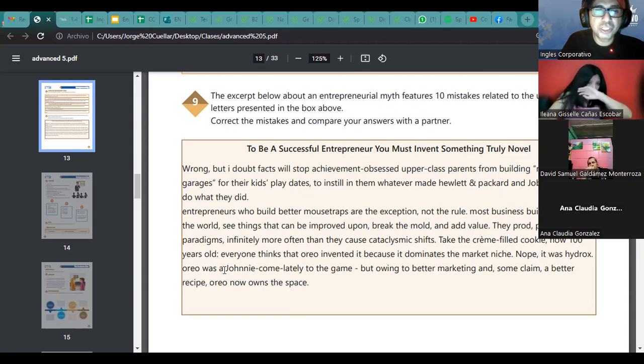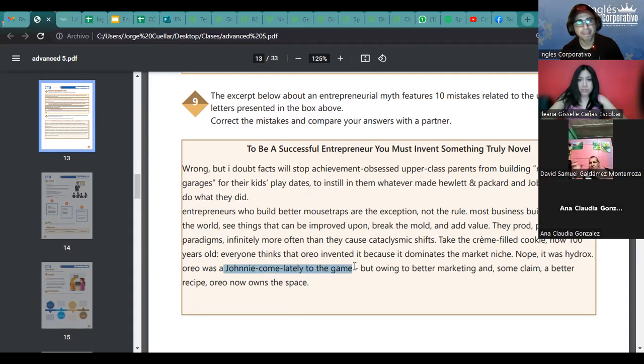It says, oh, it was a Johnny come lately to the game. What is that? I think it's a phrase that, I understand, you say when somebody arrives not at the right time, but does it well. Very good. So yes, it's an idiom. It's kind of slang that you can find in English.